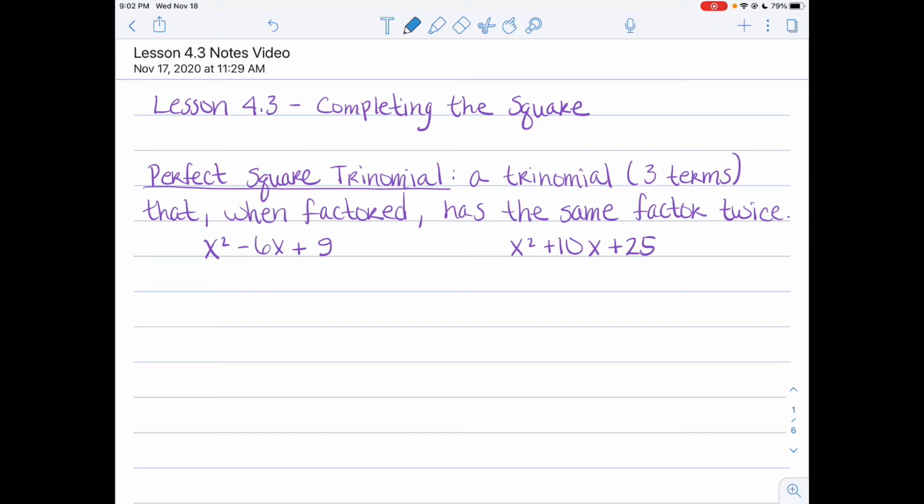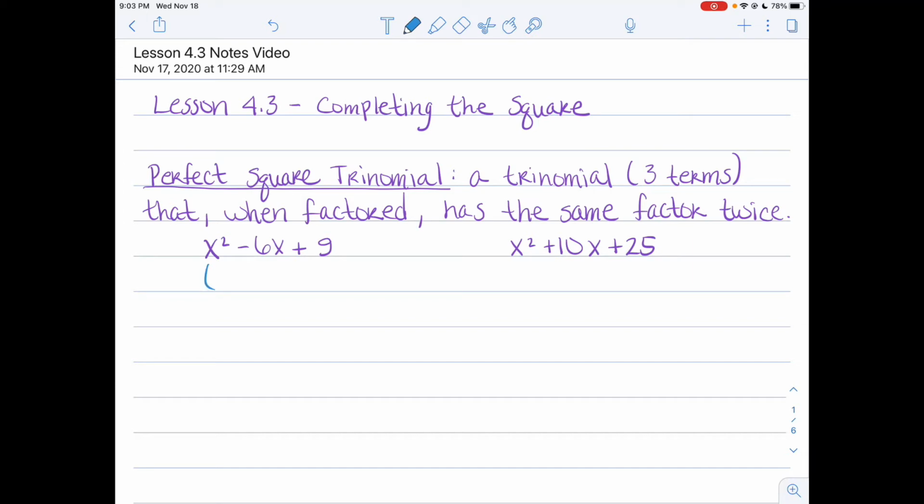So a perfect square trinomial is a trinomial, a three-term expression that when it's factored has the same factor twice. So let's take a look at that as an example. If I have the expression x squared minus 6x plus 9, we know how to factor this.